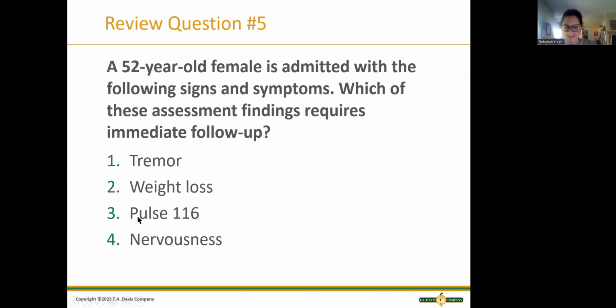Tremor, weight loss, pulse 116, or nervousness. And again, we're going to use that critical thinking. Which of these things would potentially be life-threatening or more severe? Tremorous hands, maybe some weight loss, pulse is a bit elevated, or nervousness. I'm going to say the pulse, because that's a higher pulse, and I need to see what else is going on with it. I don't know what the blood pressure is. There's a lot of other things I want to know, but of all of those, that's the one that's most concerning to me. And it's correct, number 3.